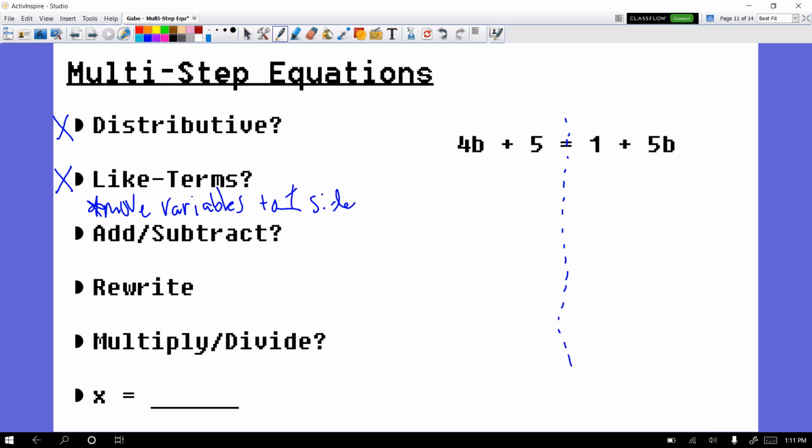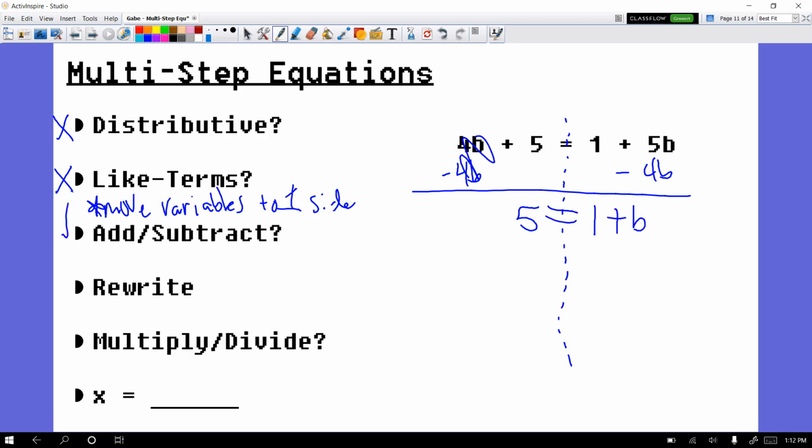So which is smaller, 4b or 5b? 4b, so I'm going to get rid of it. 5 equals 1 plus b, or 1b, whatever you want to do. Now we're down to a one-step equation. Do you see any adding or subtraction? Yes.